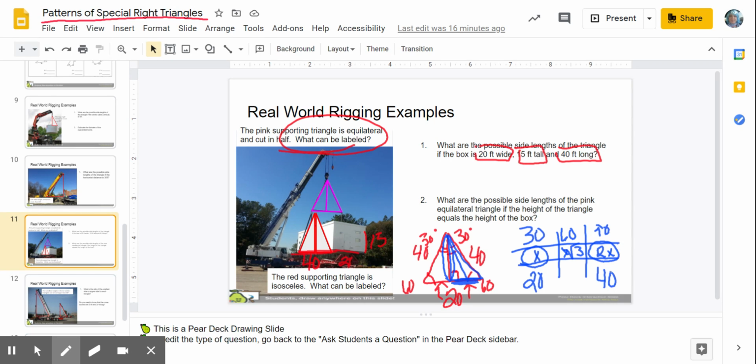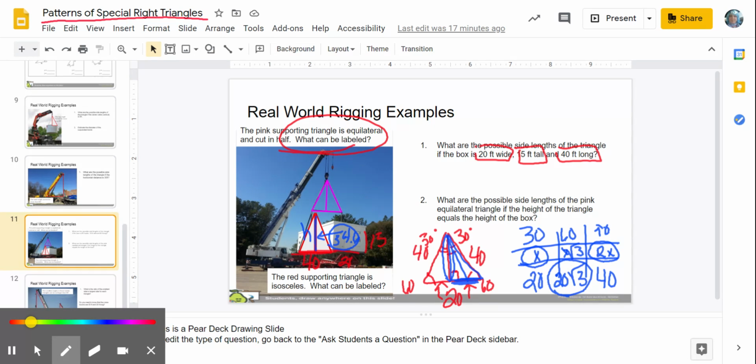So how do I find that height? Times what by the square root of 3? The 20 or the 40? The 20. Yeah. So what is 20 times the square root of 3? 34.6 is the height of that red triangle. Okay, 34.6. And I know it's super tiny.